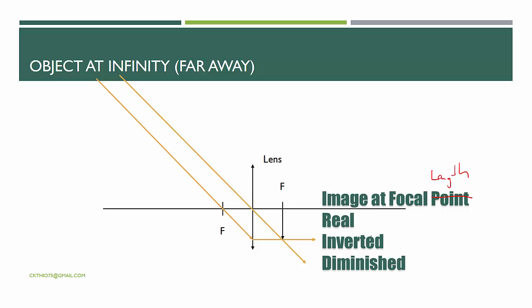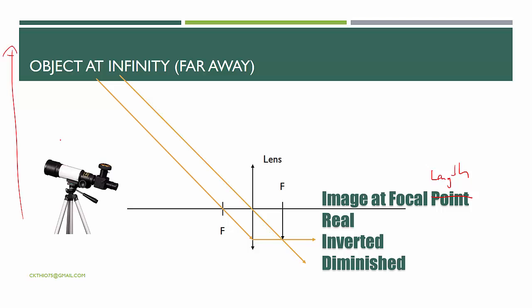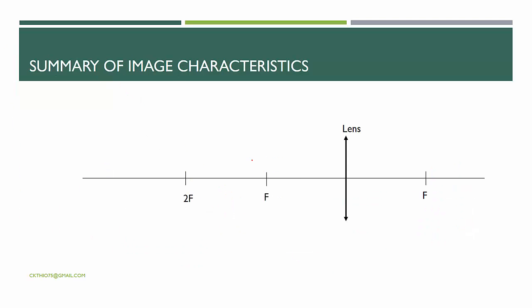Okay, and it is real, it is inverted, and is considered to be diminished, because remember the object is very, very far away, and it's a very, very big object that's very, very far away. So compared to this image over here, the image is much smaller than the actual object. So what is the application of this is that it's the telescope. So generally a telescope is used to see objects that are very, very far away, and of course very, very big, such as planets, stars.